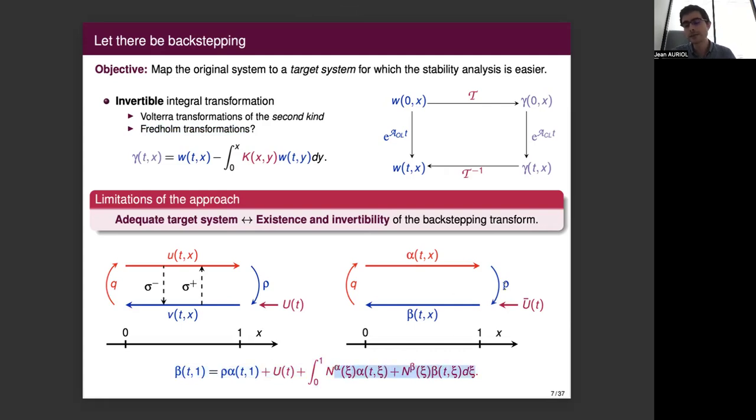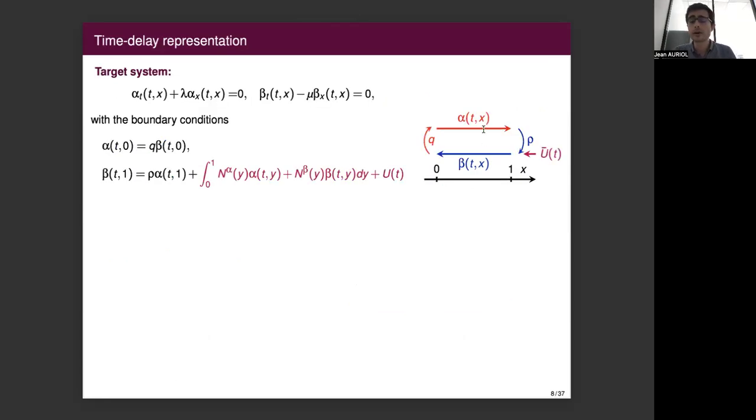So your target system is now composed of two transport equations and a boundary condition where you have your integral coupling terms. The advantage of this target system is that now you can directly use your control input to kill the bad terms, the integral ones that can destabilize the system. And this is a way to design the controller.